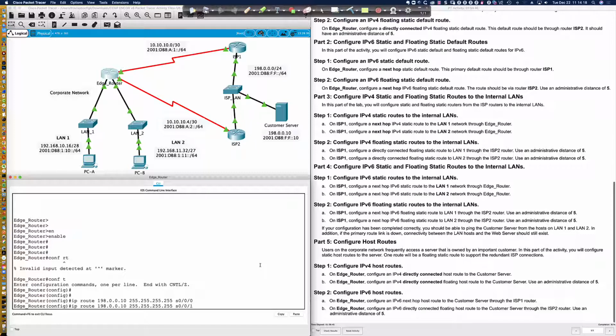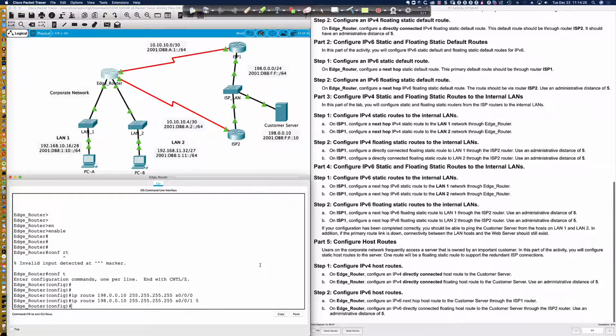And then I'm going to create a floating route, and let's make sure we get the correct value in here, of 5. And that takes us to 87%. So there's my backup in case the serial 0/0/0 interface link to ISP1 goes down, we have a backup that goes to ISP2. Now, we're going to do the same thing with the host routes for IPv6.